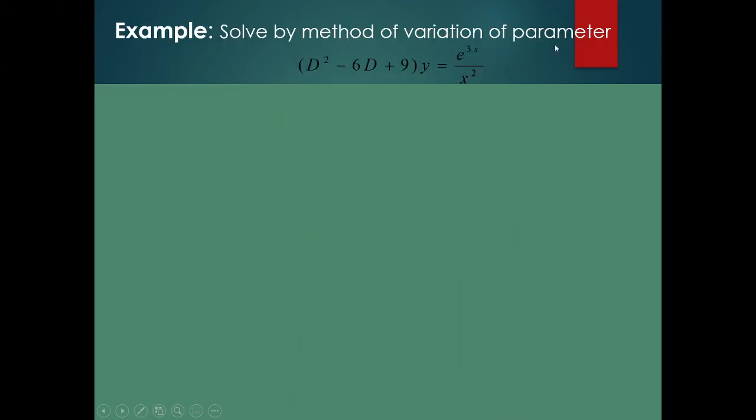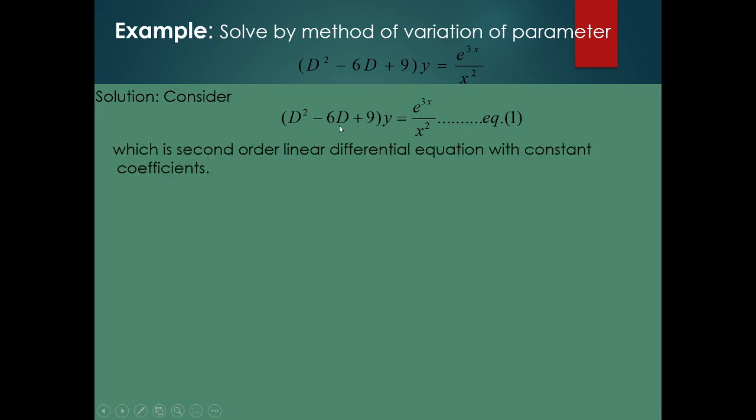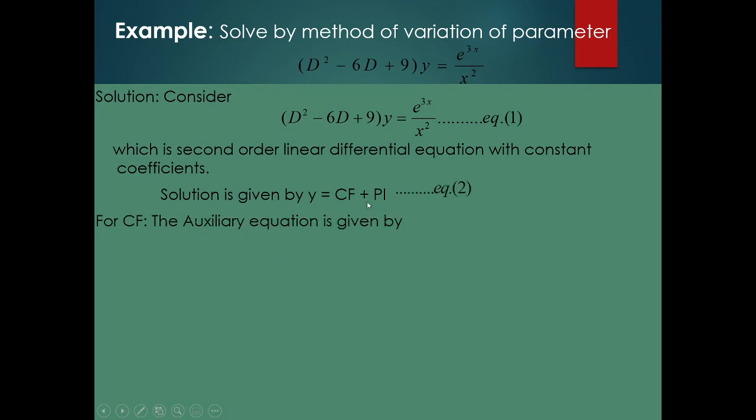Solve by method of variation of parameters (D square minus 6D plus 9)y equal to e to the power 3x upon x square. Now consider the given equation as equation number 1, which is a second order differential equation with constant coefficients, and we find its solution by finding CF and PI. CF means complementary function, PI means particular integral. Now, for CF, we apply the method.